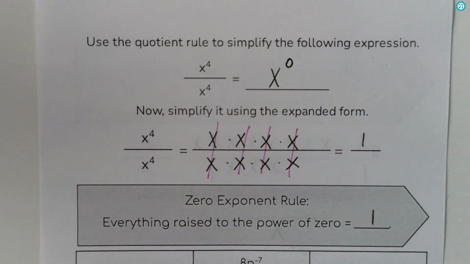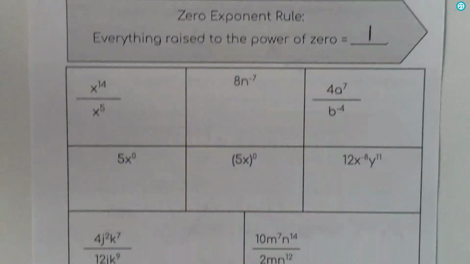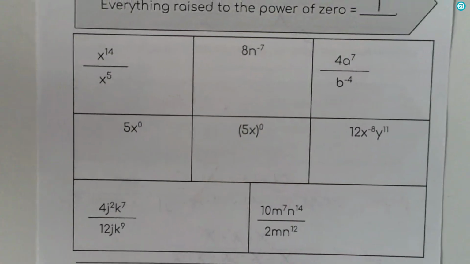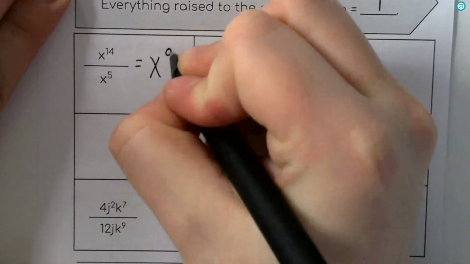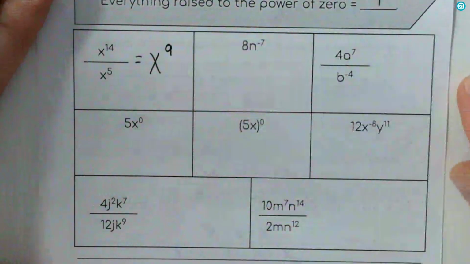Okay, so let's go look at our examples. We have a few more today because there's just more things that could happen. Okay, we've got x to the 14th over x to the 5th. This is just simple quotient rule. We have the same base, so we just subtract the exponents. So I'm going to do 14 minus 5, which is 9. I get x to the 9th.